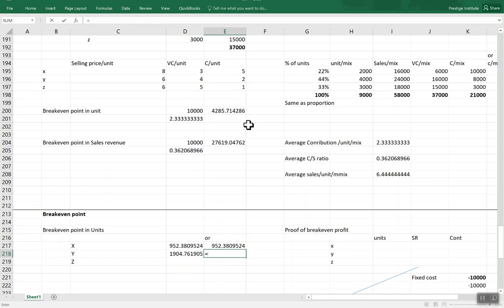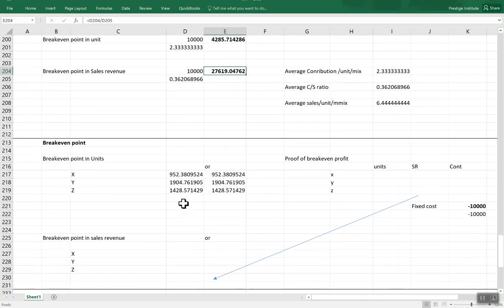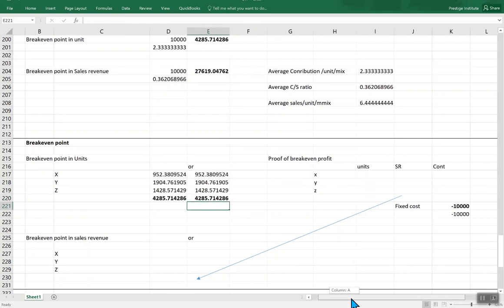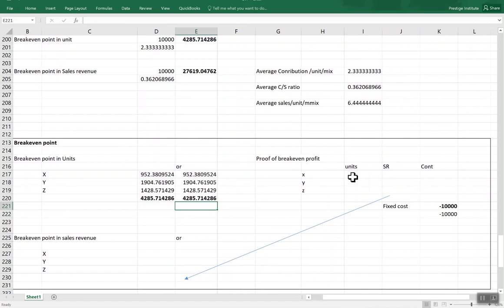So what I'm doing is I'm breaking down the total units into the units of each product. The break-even units. Or we could directly multiply. Okay, so when I add it together, it should be equal to the total units there. So now let's prove whether it gives us no profit, no loss or not.